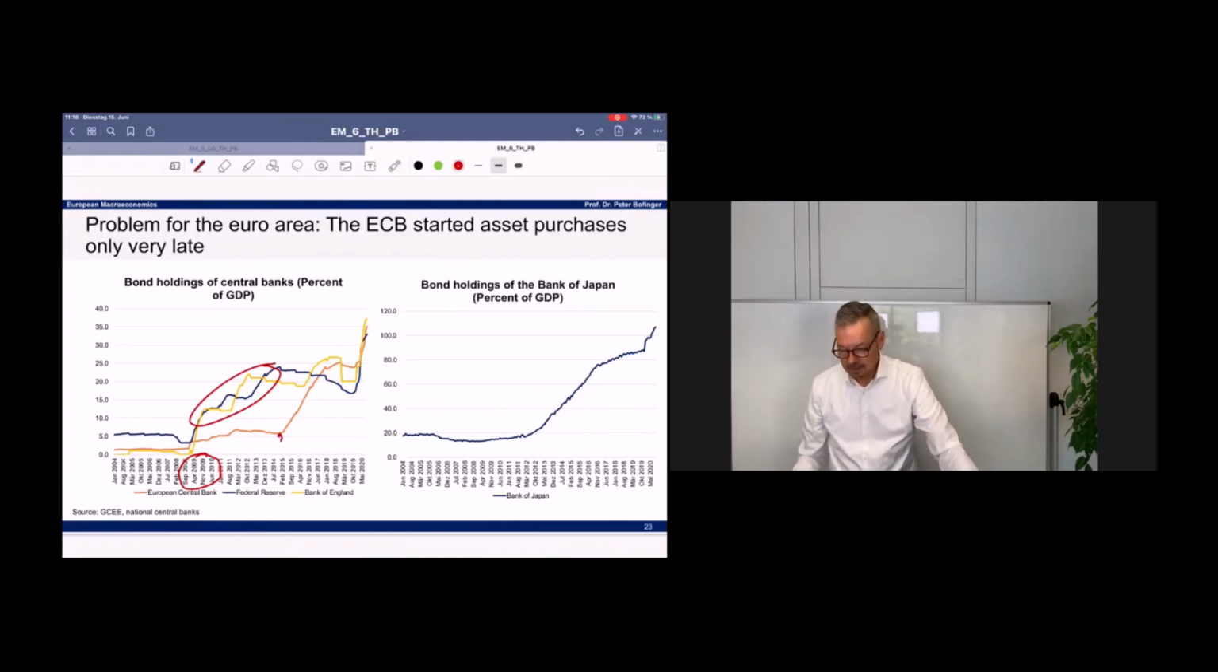So here, these are the bond holdings of the Bank of Japan. They are huge relative to GDP. So I think that was another major mistake. And we have seen that the long-term interest rates in the euro area were very high in 2010, 2011. And in this respect, fortunately, the situation today is completely different.